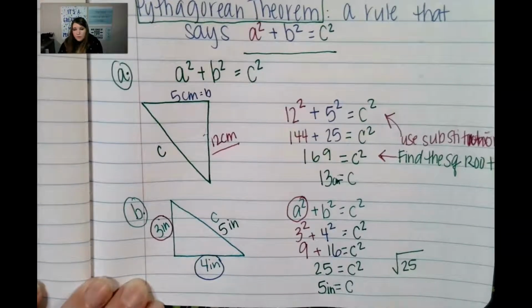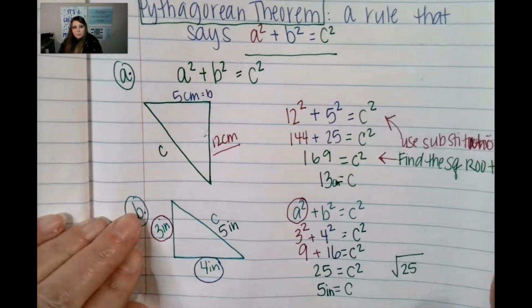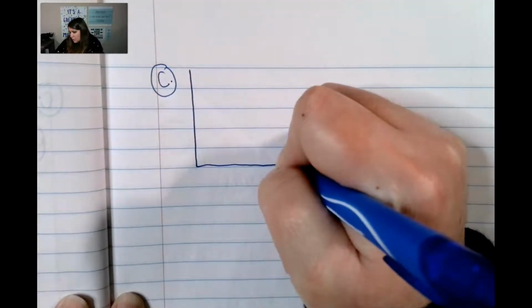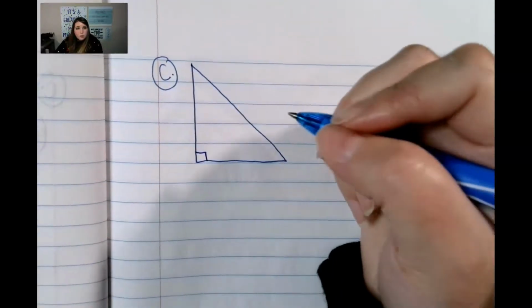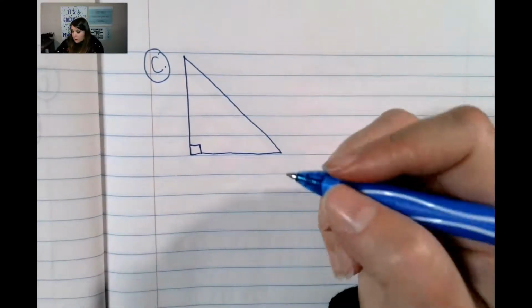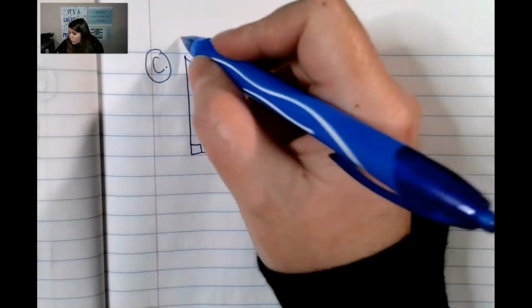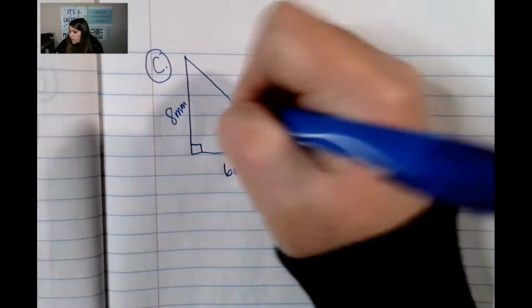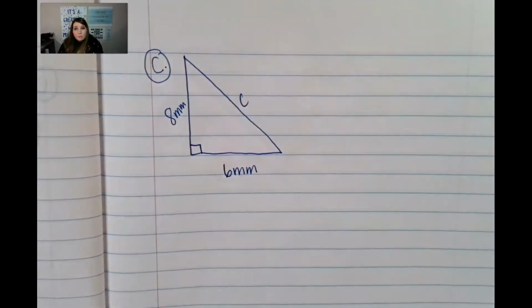Okay. All right, let's do another example. We're going to do example C. In example C, we're going to have another right triangle, and I just realized I didn't put my right triangle box in my last 2 triangles, and I apologize for that. So this little right triangle symbol, you can go ahead and add that. Okay, so in this triangle, we have this leg, and this one is 8 millimeters. This one here is 6 millimeters, and again, we're looking for the hypotenuse.